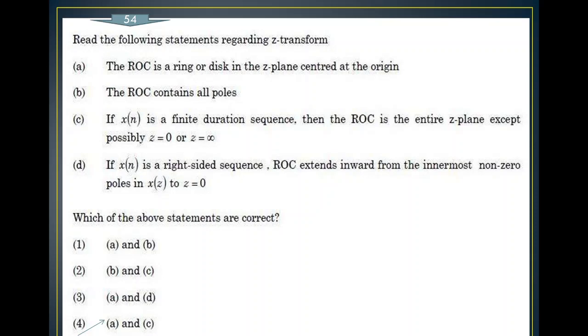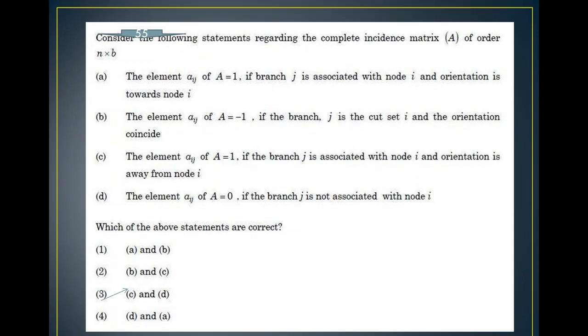Which of the above statements are correct? Option first, A and B. Option second, B and C. Option third, A and D. And option fourth, A and C. And your correct answer is option fourth, A and C. Next question, question number 55.